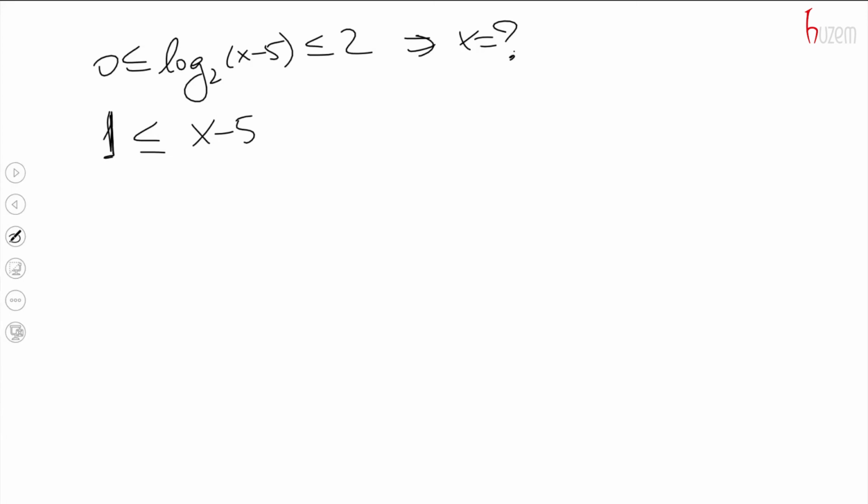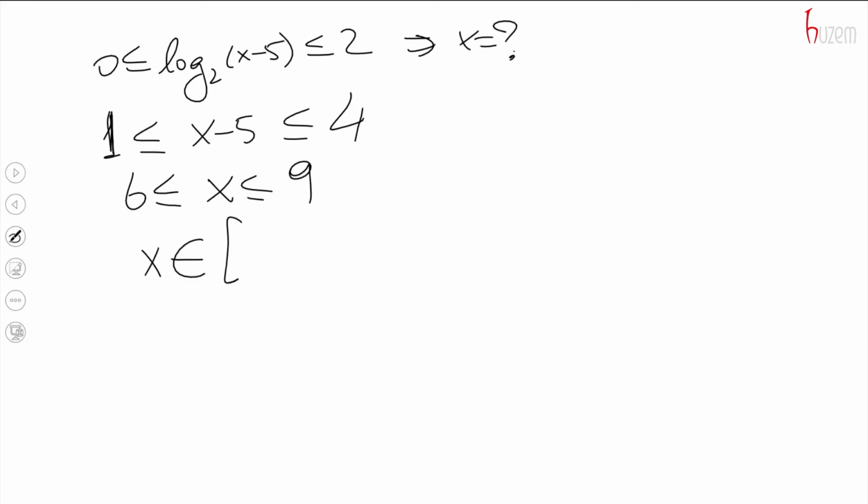In the next one, for the other bound, this means log base 2 of (x minus 5) is less than or equal to 2, which means the inside of the log has to be less than or equal to 4. Because if it is beyond 4, then the power has to be greater than 2. So when we solve this for x, x is bounded above by 9, and it will be bounded below by 6. So our x is inside the interval from 6 through 9.